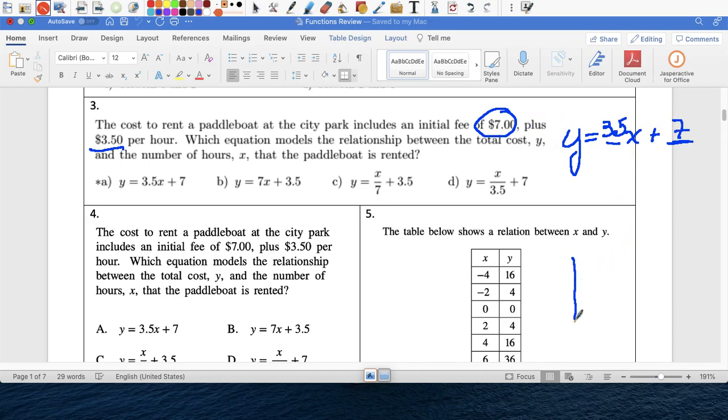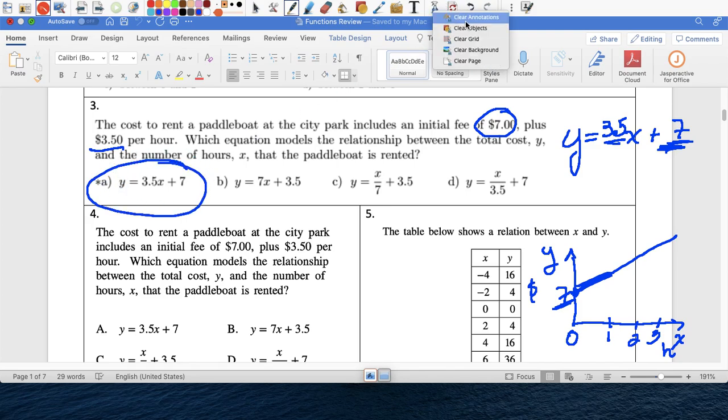$7. So you think about a graph for that, right? X and Y. This is the hour, and this is the total cost. Remember, at 0 hours, and you haven't even sat on the paddleboat, you're already down $7. There's my $7. And then every hour after that goes $3.50, another $3.50, another $3.50, right? So let me just write 1, 2, 3. So this 7 is our y-intercept. And the slope here is $3.50. Every hour, pay $3.50. So you can look at it that way. And the only one that looks like that is, and we already have, it's A.